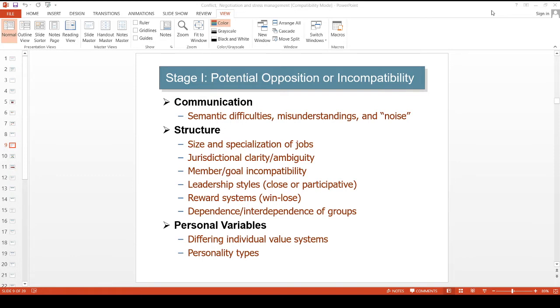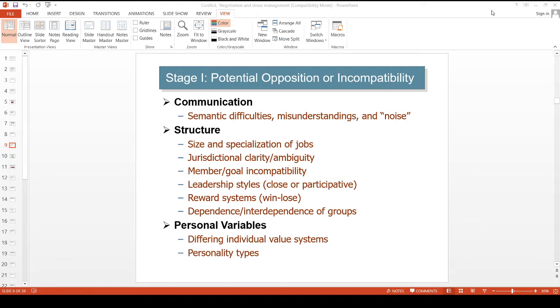Let's discuss the conflict process. There are different stages which constitute a conflict. The first stage is the potential opposition or incompatibility. There are three important points which occur in this stage.